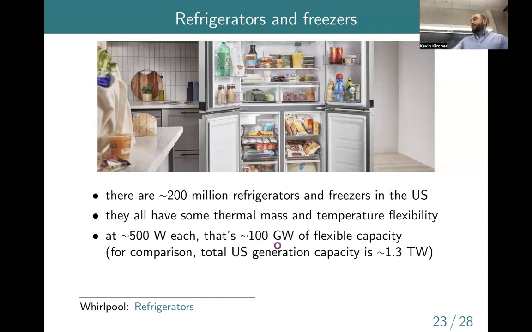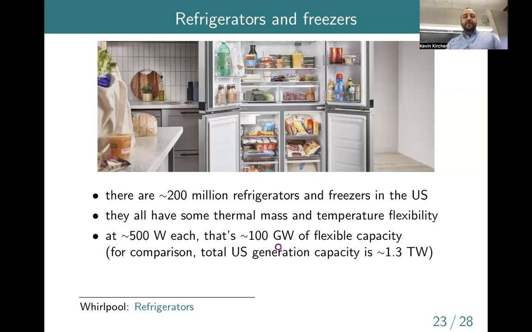So for scale, a nuclear power plant is 1 gigawatt. And all of the electricity generation in the entire US is 1.3 terawatts, which is 1,300 gigawatts. So if we just look at the 100 gigawatts from the fridges, it ends up being on the order of 10% of the entire US power grid. So it's not small. Individually, these things are kind of dumb and trivial, but together they are not.